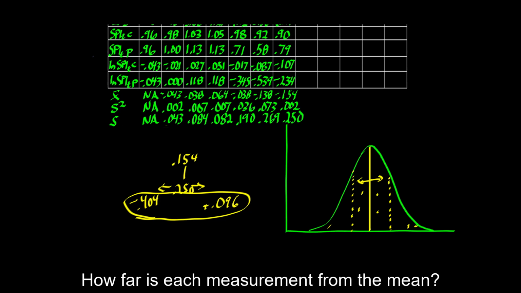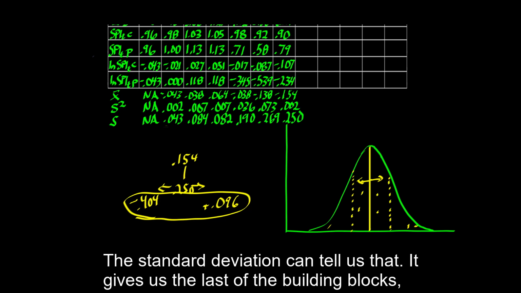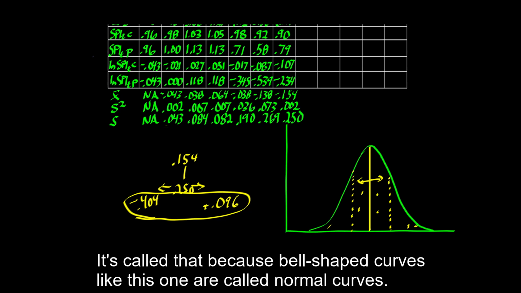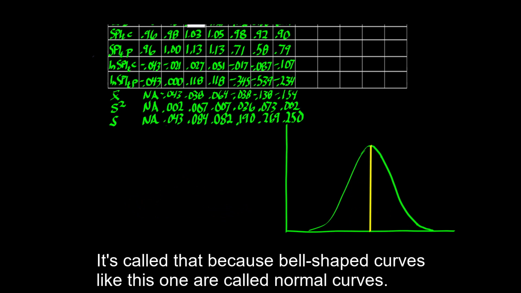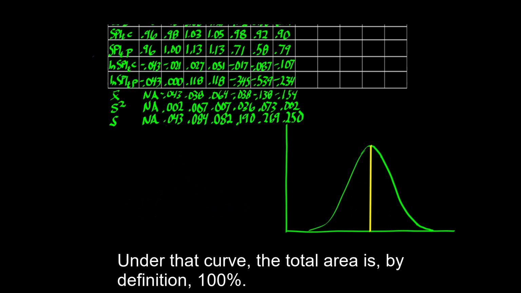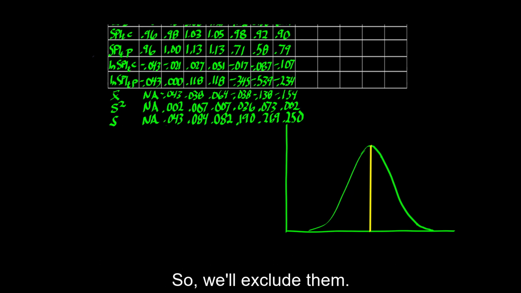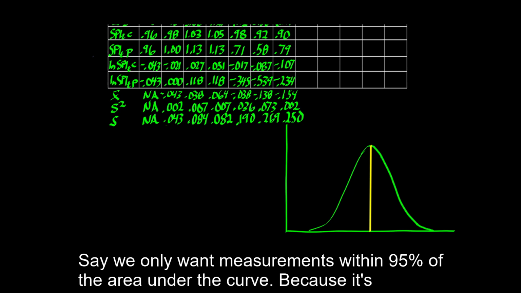How far is each measurement from the mean? The standard deviation can tell us that. It gives us the last of the building blocks, the normal score. It's called that because bell-shaped curves like this one are called normal curves. Under that curve, the total area is, by definition, 100%. But that area includes outliers, and they are not likely values. So we'll exclude them. Say we only want measurements within 95% of the area under the curve.